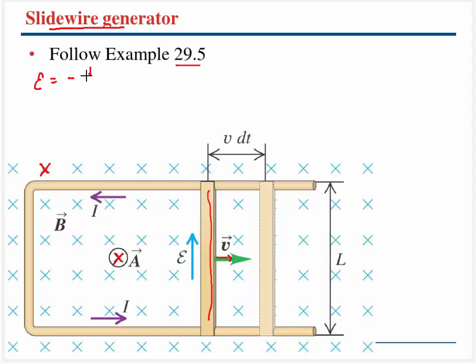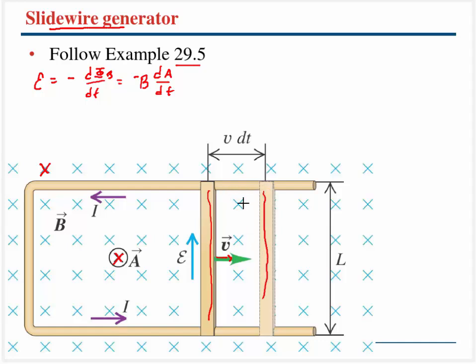Remember that the induced EMF is going to be the negative change in magnetic flux divided by the change in time. And in this case, the magnetic field is going to be constant, so it's negative magnetic field times dA/dt. Well, how much did the area change by?